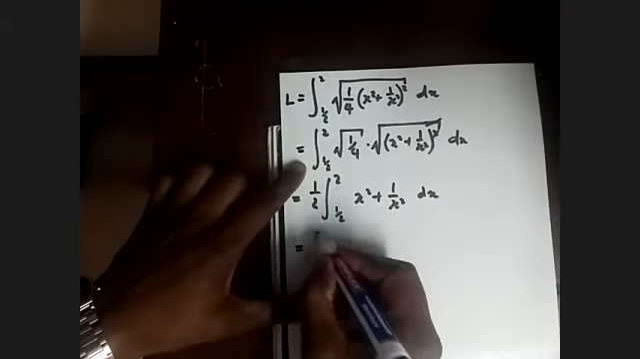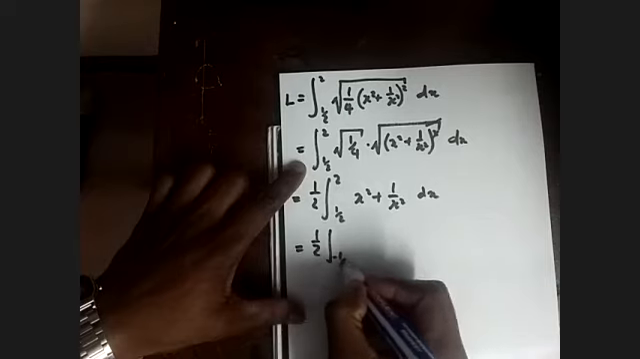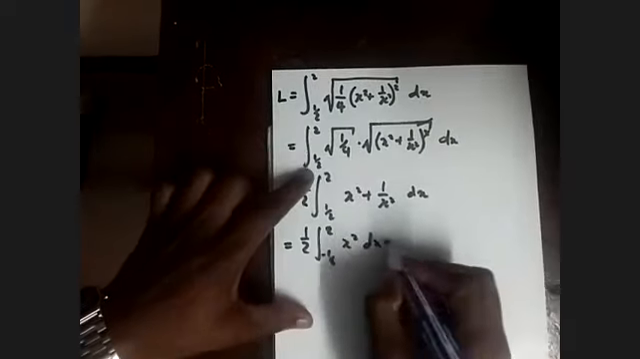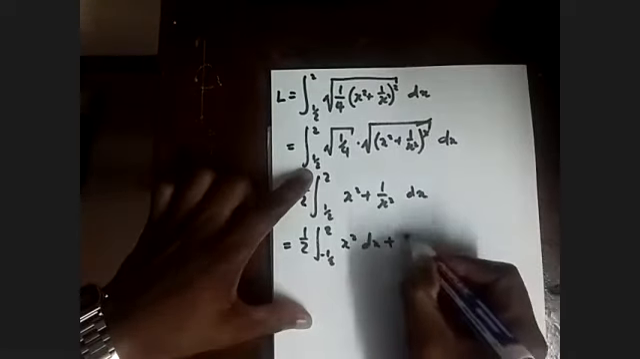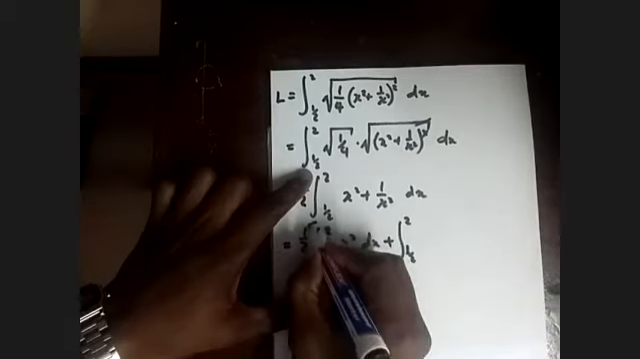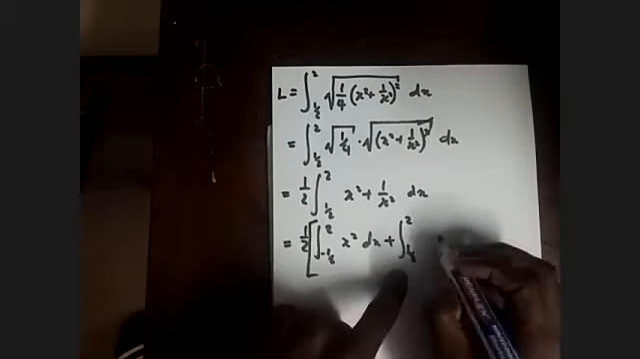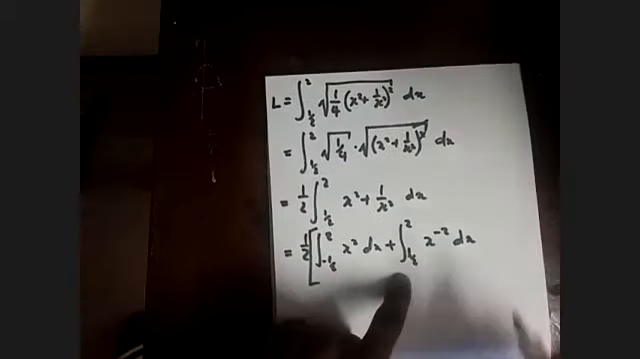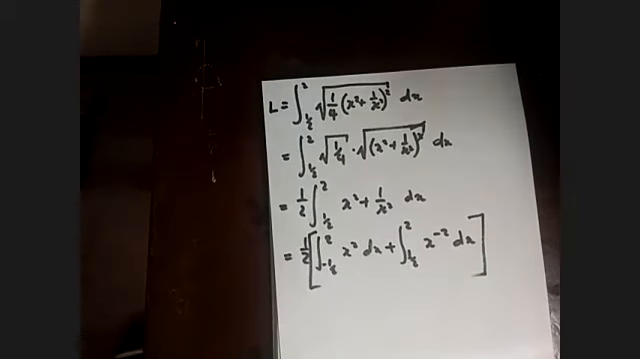So what you're going to have here is 1/2 times x squared dx plus, now I'm going to change this and say 1/2 times x to the negative 2 dx. From here, guys, I know you can integrate. Can you, guys?